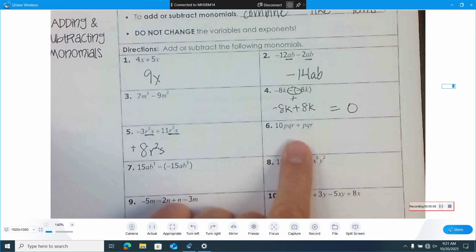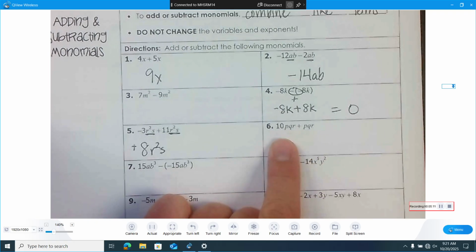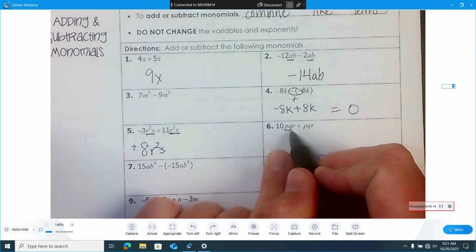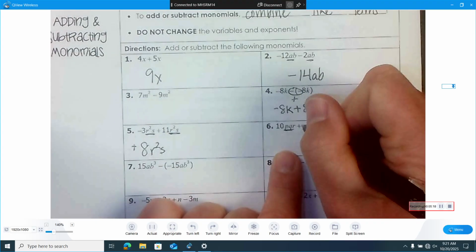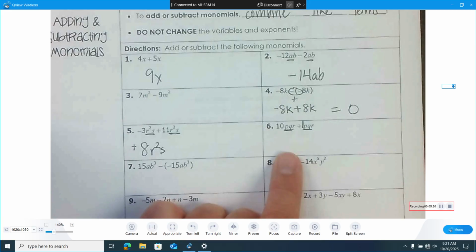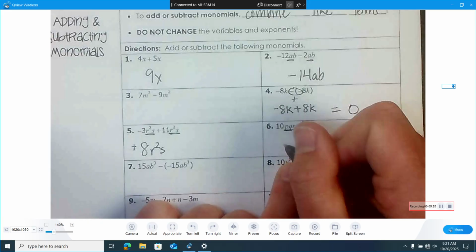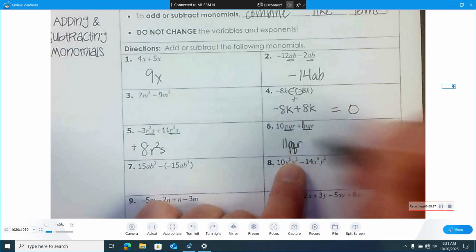All right, here we got number 6. 10 PQRs plus a PQR. 1, yeah, there's a 1 in there. We can put a 1 in front. So 10 PQRs plus 1 PQR is 11 PQRs. Very good.